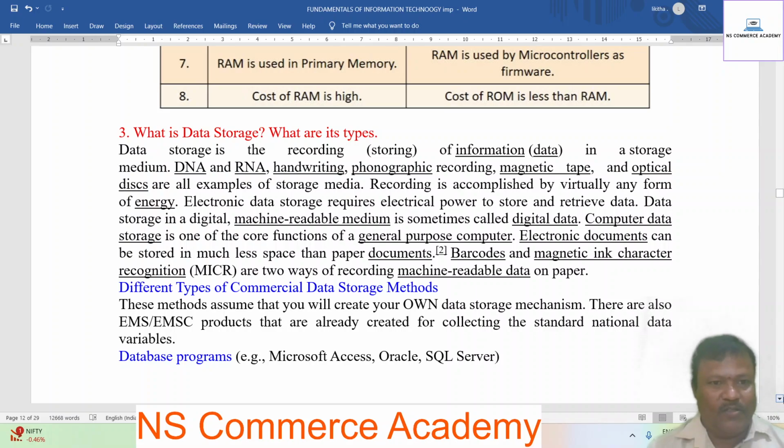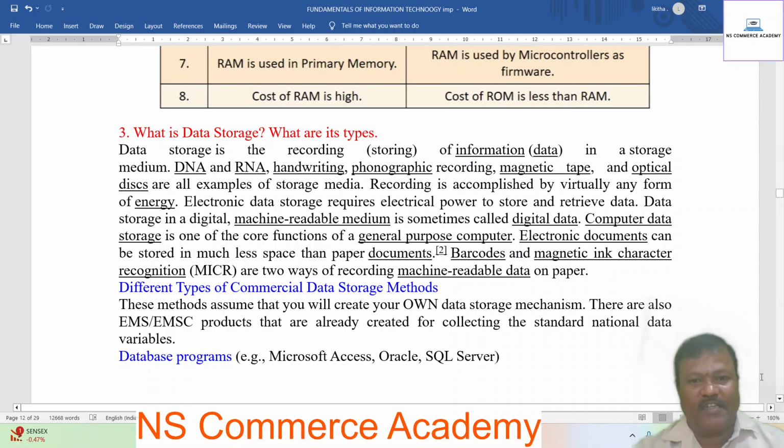Computer data storage is one of the core functions of a general purpose computer. Electronic documents can be stored in much less space than paper documents. Barcodes and magnetic ink character recognition (MICR) are two ways of recording machine-readable data on paper.